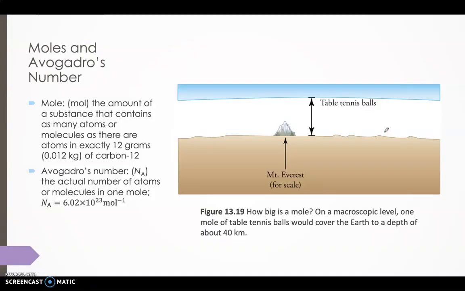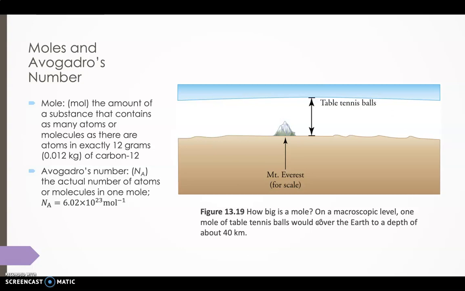Now let's talk about this idea of Avogadro's number and something called a mole. A mole, or mol, as we can abbreviate it, is the amount of a substance that contains as many atoms or molecules as there are atoms in exactly 12 grams of carbon-12. And in this figure, it shows how big a mole is.